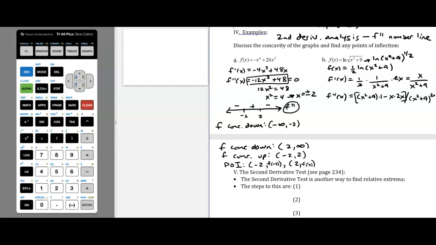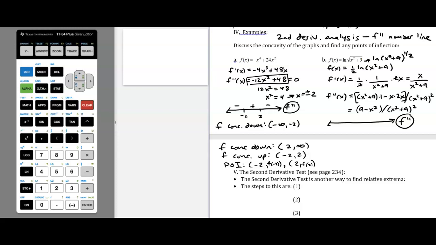Now we would typically be interested in when the second derivative is both 0 and undefined. Let's simplify this a little bit. That's going to be x squared plus 9 minus 2x squared, so I think that's going to be 9 minus x squared, all over x squared plus 9 squared. And like I was saying, we're interested in when this second derivative is both 0 and undefined, and we're going to indicate all of those places on the number line here.